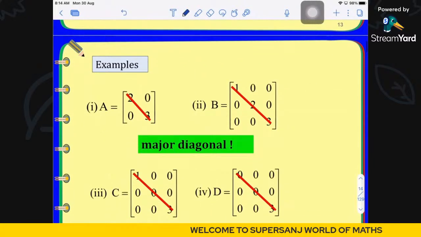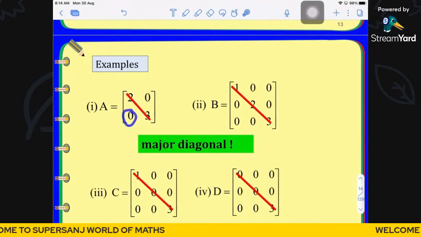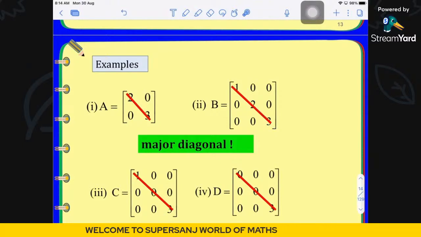If you look over here, A is a diagonal matrix where 2 and 3 are the elements which are not 0, and the rest are 0. B here also is a diagonal matrix. You can see that. From here you can see that the major diagonal is not 0.